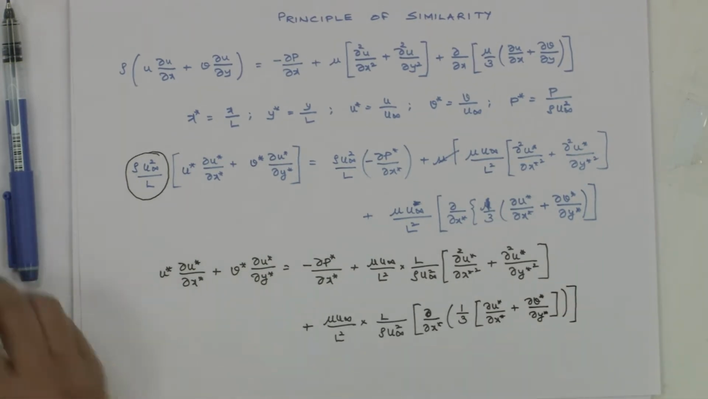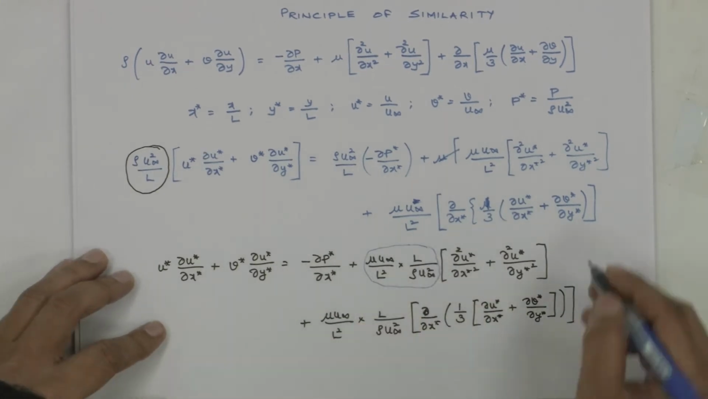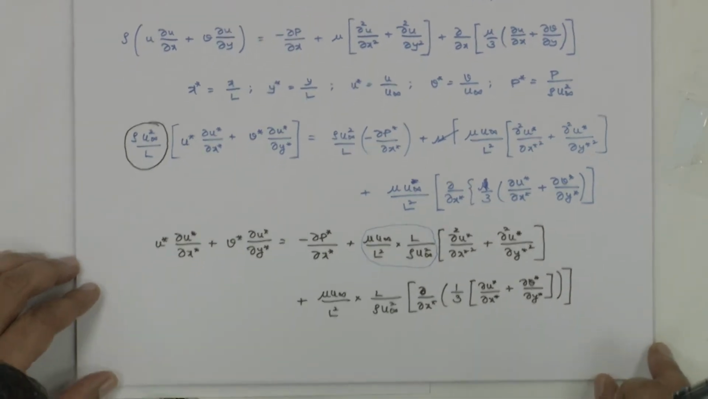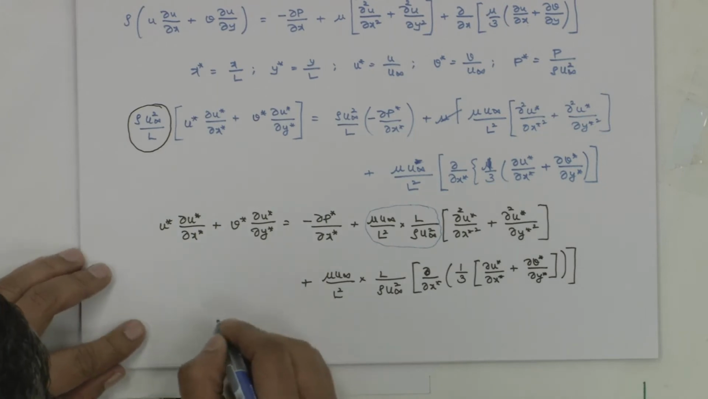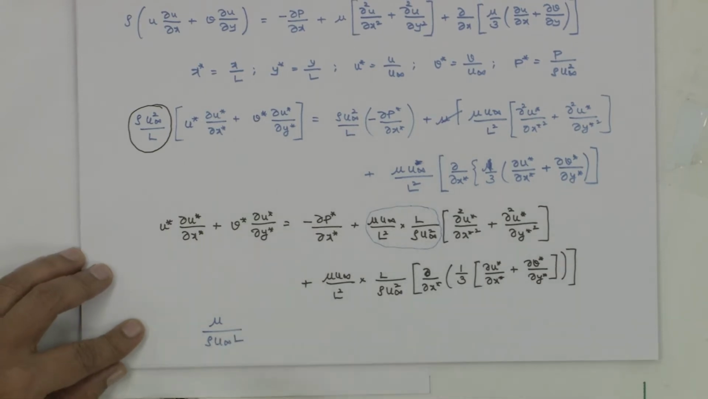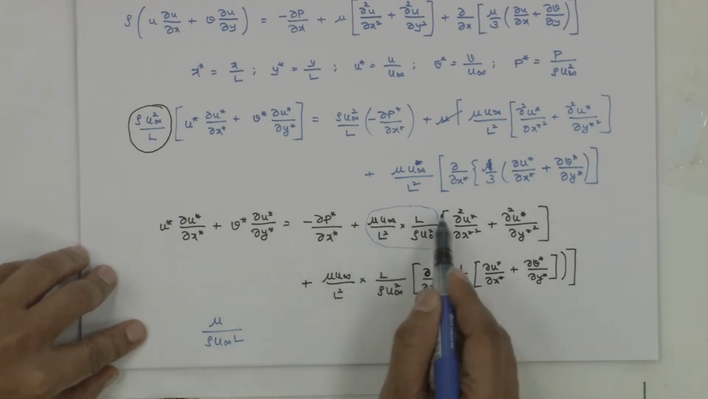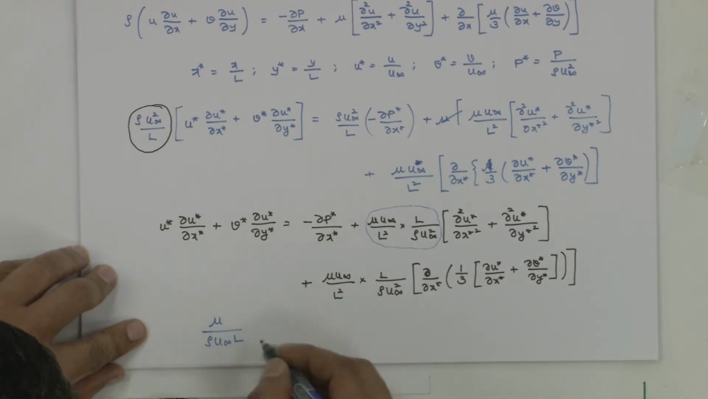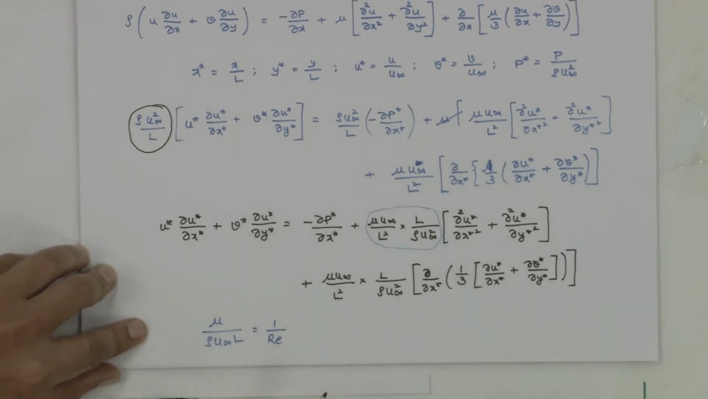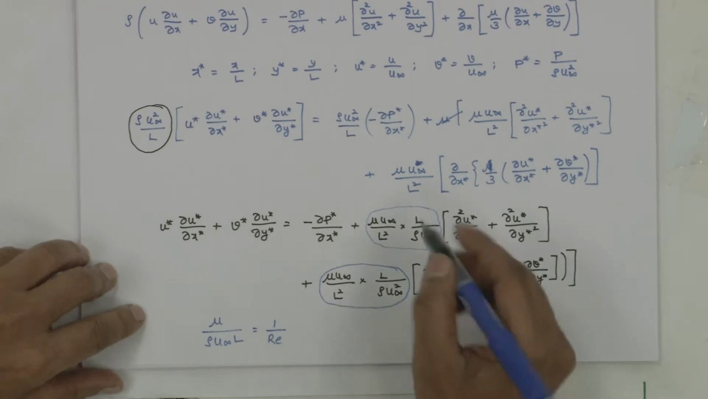Now let us just take this term alone. If I take only that term, I get mu upon rho u infinity L, because u infinity gets cancelled out, and of L and L squared, one L is gone. So you get mu by rho u infinity L, but this is nothing but 1 by Re. Same thing here for this, so you get 1 by Re.